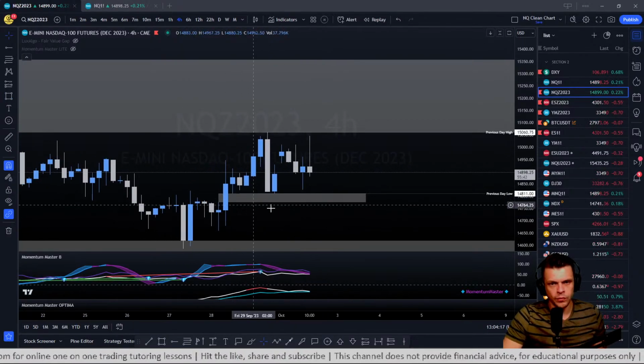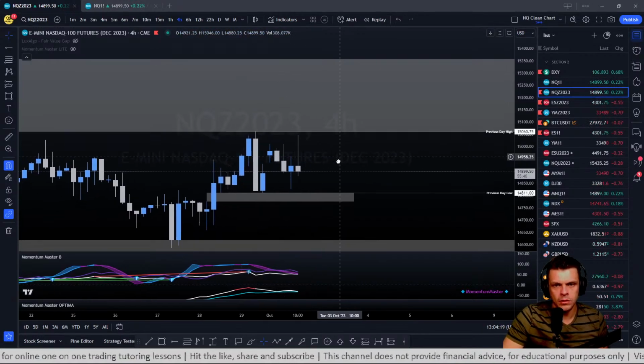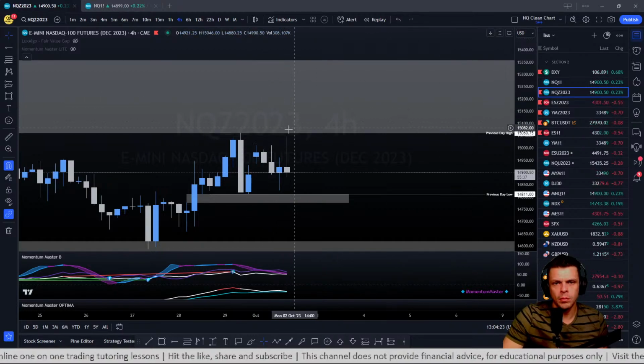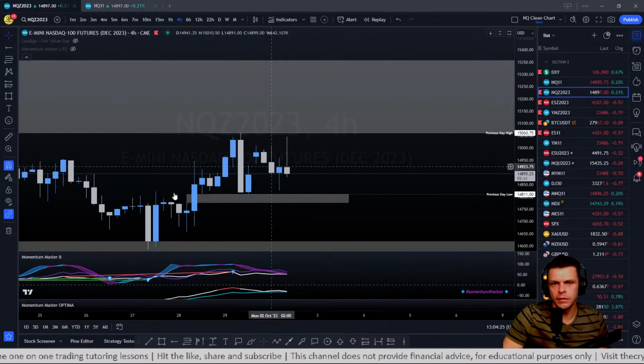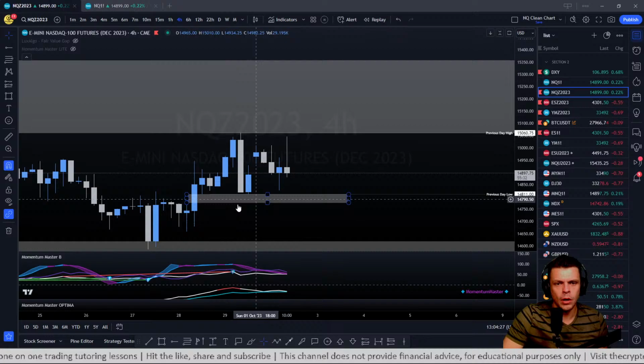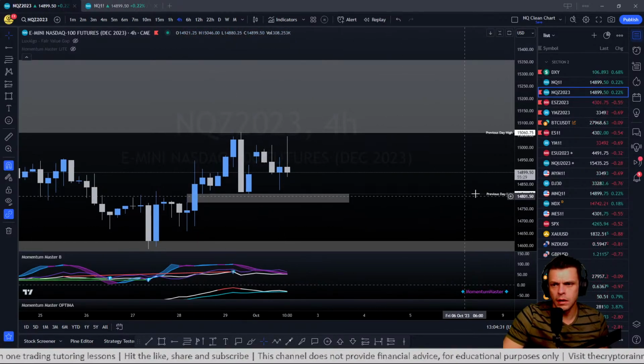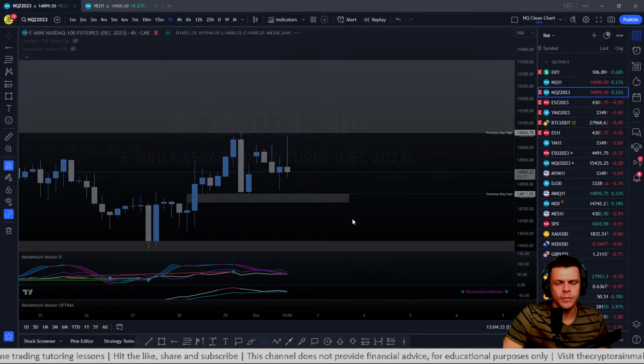Okay, so here on the 4 hour, we have an untouched imbalance. So now we have a weekly imbalance at the top with built up liquidity above the previous day high. On the 4 hour, we have an imbalance right here with liquidity as well underneath the previous day low.